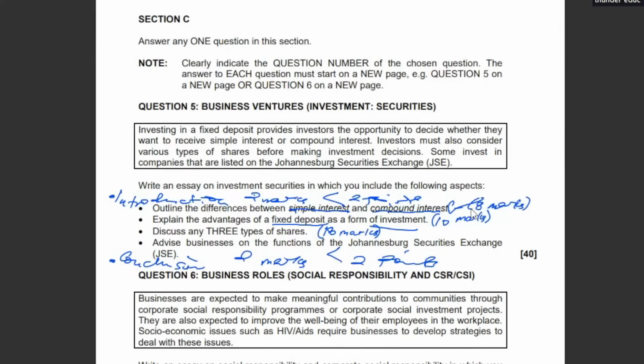Okay, so now let's check the first type of share. The first type of share we have is ordinary shares. Ordinary shares only receive dividends when profit is made. Normally, the higher the net profit, the higher the dividends.